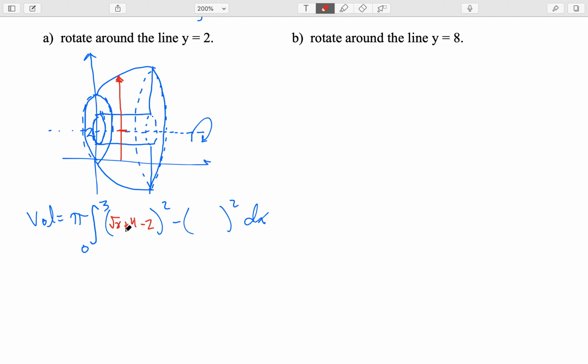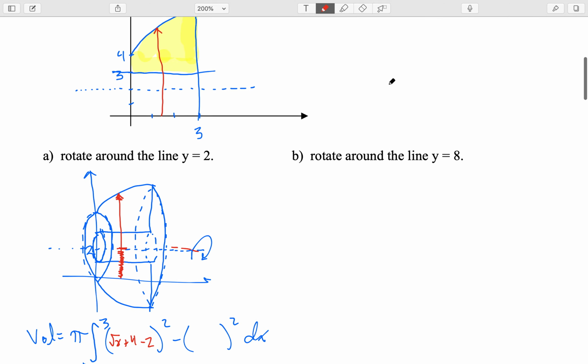Now, I know that that's just going to be positive 2, but show that as the function minus 2, right? Because that's the 2 that I'm subtracting off. I'm subtracting off that part, because I'm not going from the axis all the way up. I want to go from the center of rotation, right? I want to go from this line, this level of 2. Okay, so that's the outside.